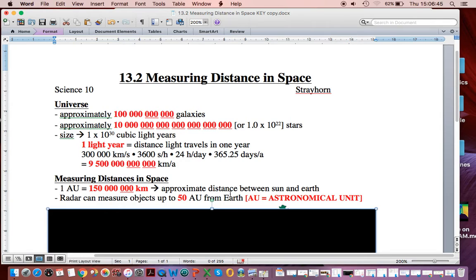Now we have something called an astronomical unit. And that is simply defined as the approximate distance between the Earth and the Sun.